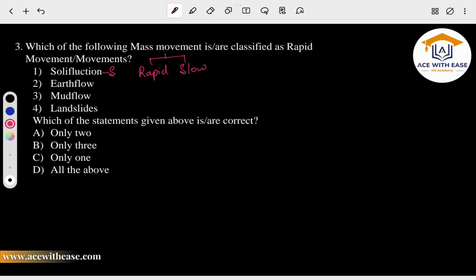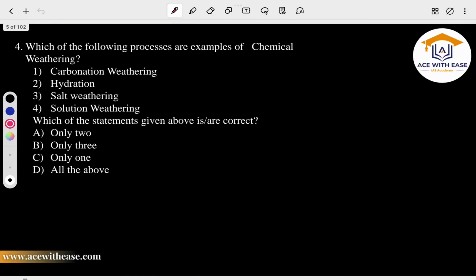Solifluction is a slow movement, usually found near permafrost regions or glacier regions, whereas earth flow is rapid, mud flow is rapid, and landslides are rapid. So earth flow, mud flow and landslides are considered the rapid mass movements. Here the option is only 3.